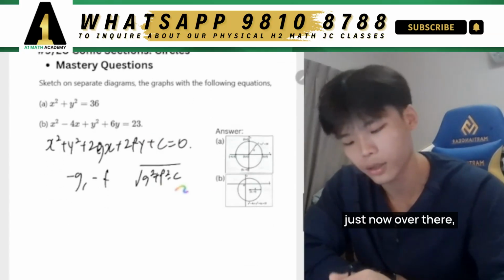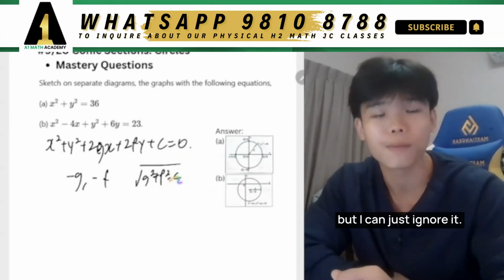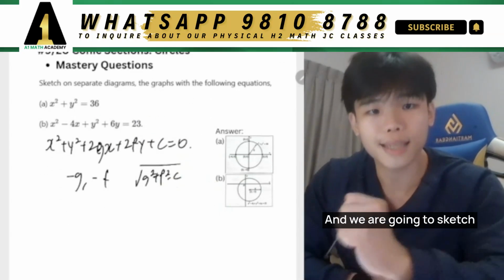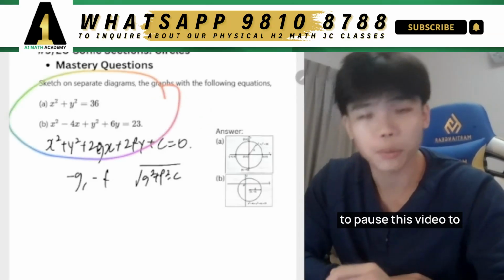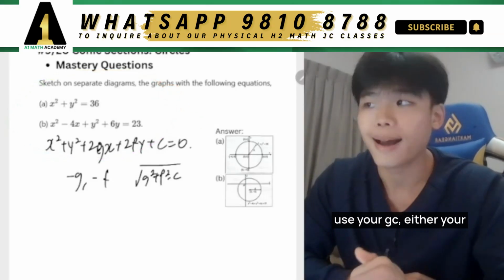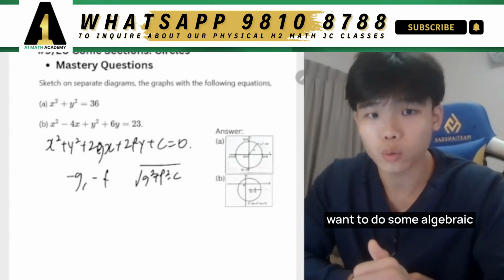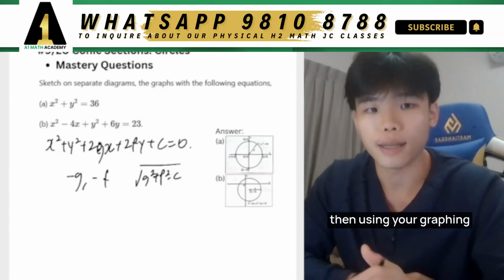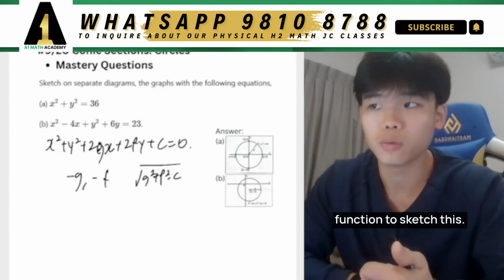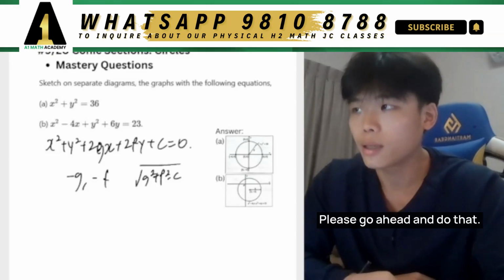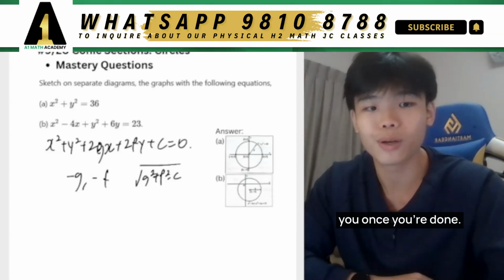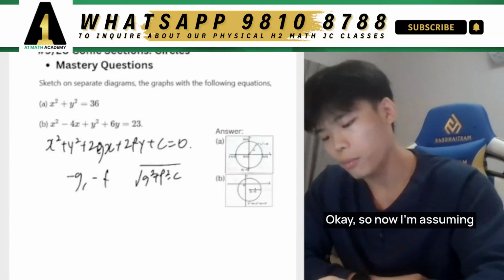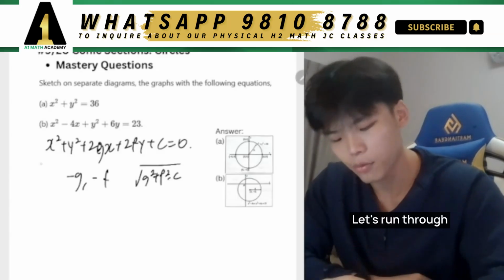So now let's look at this portion over here. Apologies, I wrote that just now over there, but you can just ignore it. We are going to sketch these graphs below now. Once again, feel free to pause this video to use your GC, the conic section, or if you want to do some algebraic manipulation yourself and then use your graphing function to sketch this, please go ahead. If not, I will run through the answer together with you once you're done. Okay, so now I'm assuming that you are done already. Let's run through this together.